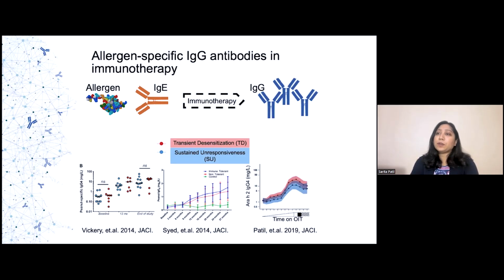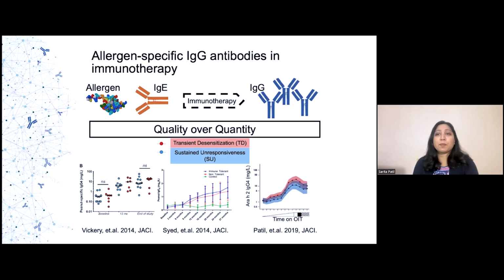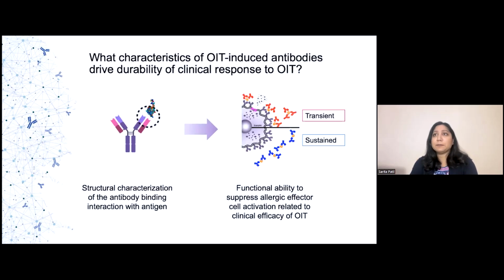And so we wondered whether it was not a property of the quantity of antibodies, which is what we were measuring, but rather a qualitative property. And what do I mean by that? I mean, was it something about the affinity, the clonality, the diversity, the epitope recognition, or the Fc receptor binding of these antibodies that are induced during immunotherapy, specifically in those patients who have more sustained responses, that might correlate to clinical efficacy or that might drive clinical efficacy?